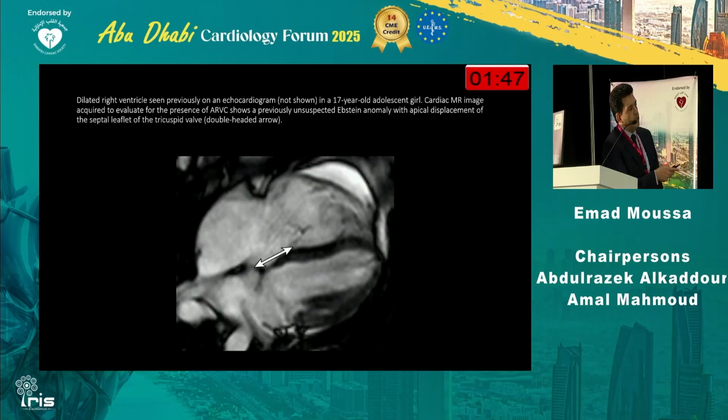This is also an example of cases that might cause right ventricular dilatation. In this case, you can see that the tricuspid valve leaflet is apically migrated toward the apex. So this is an Ebstein anomaly. Ebstein anomaly is another cause of right ventricular dilatation where you should be careful about the differentiation.